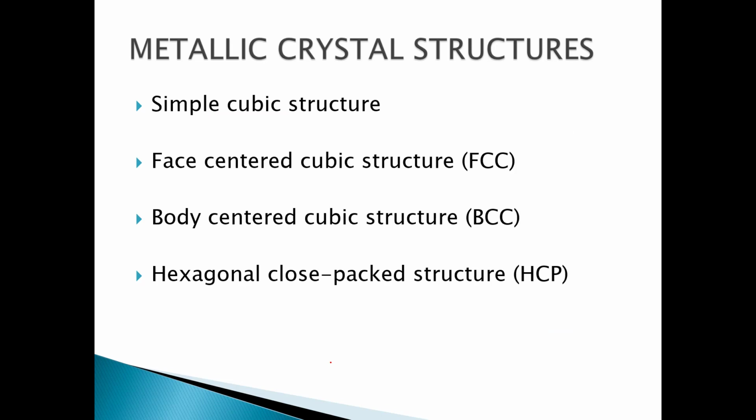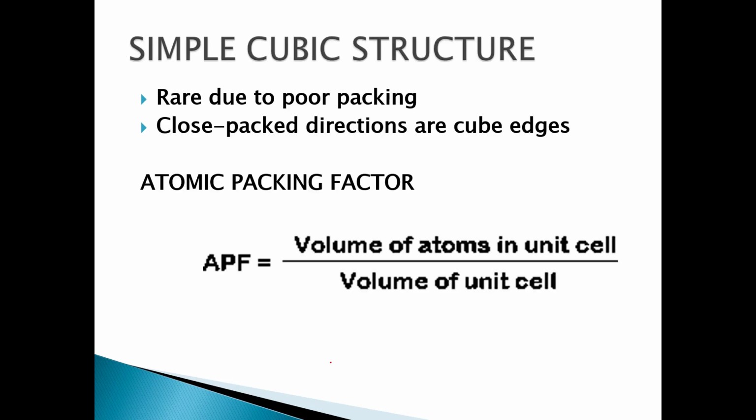Metallic crystal structures, we have four types. First one is simple cubic structure, face-centered cubic structure, body-centered cubic structure, and hexagonal close packed structure. Simple cubic structure is rare due to poor packing. Close packed directions are cube edges.